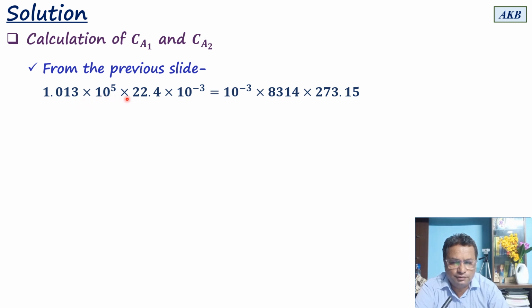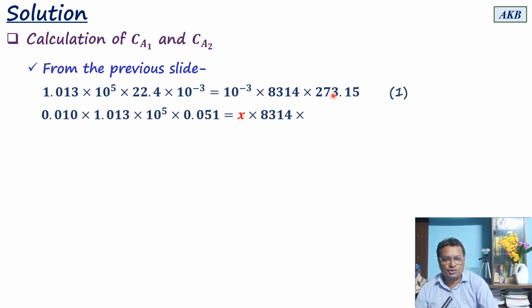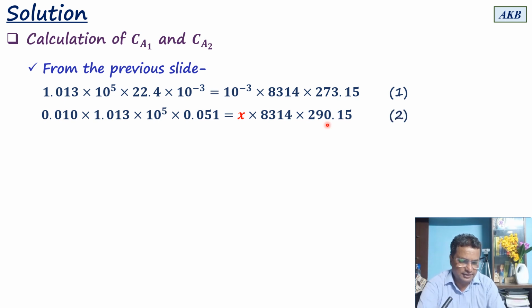1.013 into 10 to the power 5 into 22.4 into 10 to the power minus 3 is equal to 10 to the power minus 3 into 8314 into 273.15, that is equation 1. And now equation 2 is 0.013 into 1.013 into 10 to the power 5 into 0.051 into x, that is equal to x into 8314 into 290.15, that is equation 2.